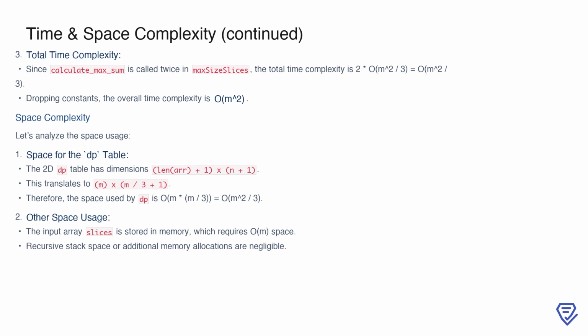Next, for space complexity, the primary contributor is the dynamic programming table. This DP table has dimensions (len(arr) + 1) x (n + 1), which translates to m x (m/3 + 1). Therefore, the space usage of the DP table is O(m*m/3), or O(m²/3). Aside from the DP table, the input array slices takes up O(m) space, and any additional memory usage, such as recursive stack space, is negligible. Thus, the dominant factor in space complexity is the DP table.